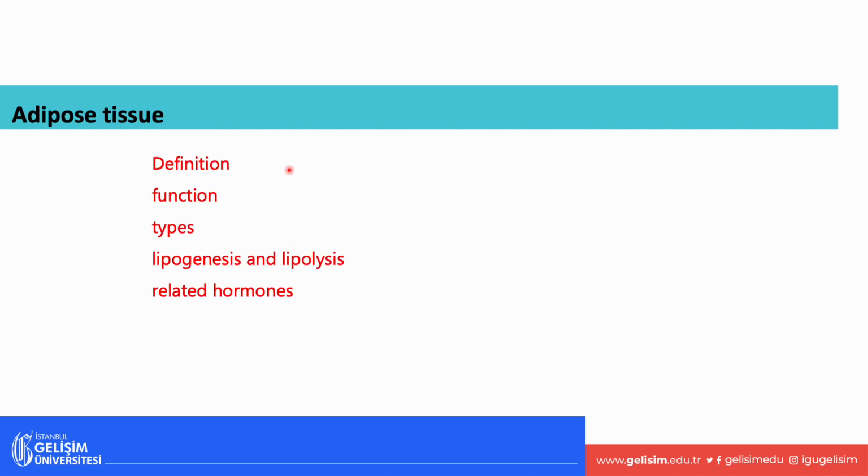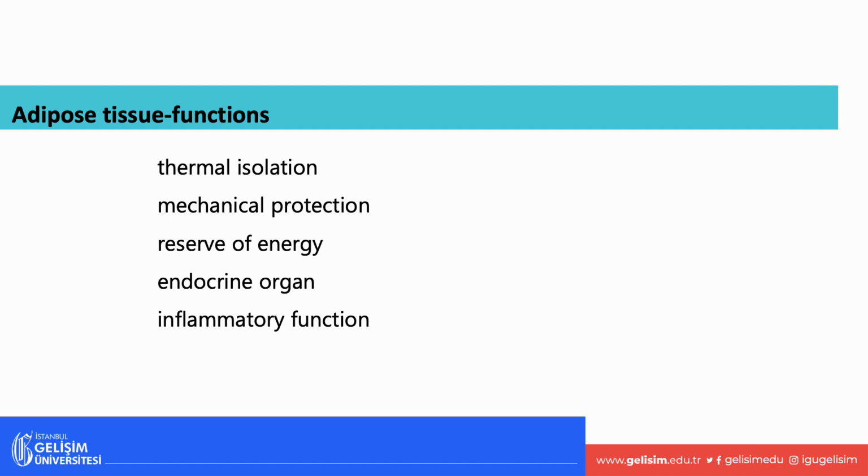All right, now we're going to be moving on to adipose tissue. We'll be looking at its definition, its function, and the types of adipose tissue we find. We'll talk a little bit about lipogenesis, lipolysis, and hormones related to it. So adipose tissue is commonly known as body fat, and it serves many functions in the body.